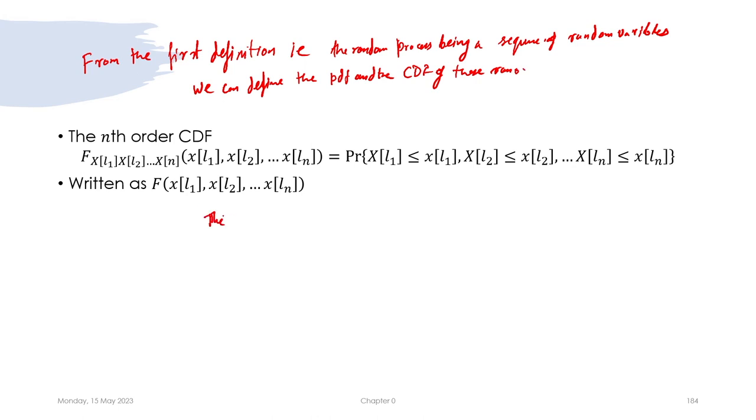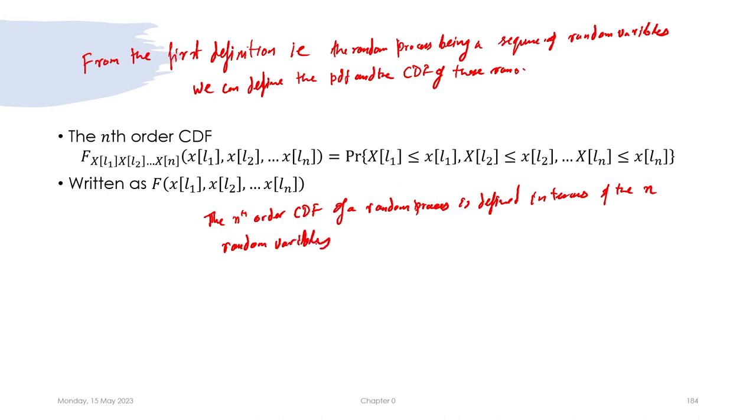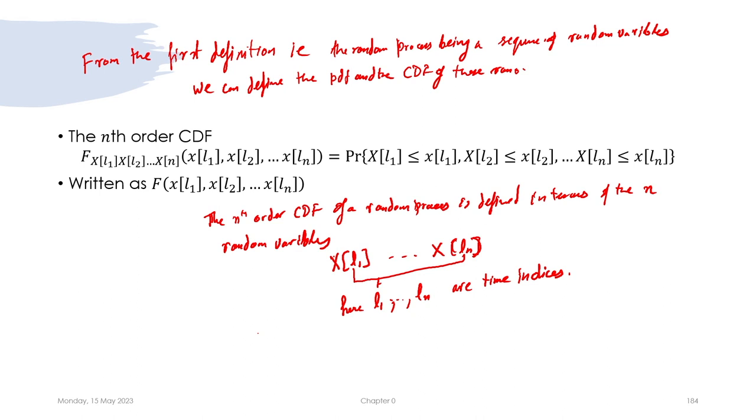So, the nth order CDF of a random process is defined in terms of the n random variables X_l1 to X_ln. Here l1 to ln are time indices. So, the joint CDF of X_l1 to X_ln is given as, so this should be ln, typo.